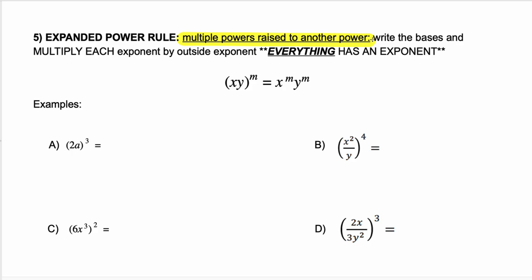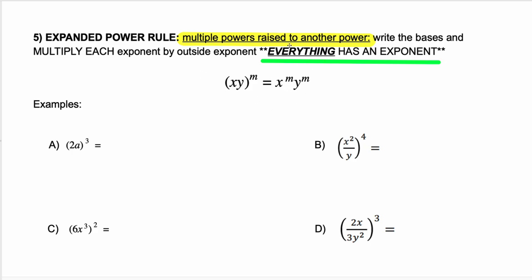We do them as separate pieces. We're going to write the bases and multiply each exponent by the outside exponent. It is actually very important that everything has an exponent, including numbers and letters. So before you do any multiplication, it is important to rewrite it so that you can see every exponent inside the parentheses.